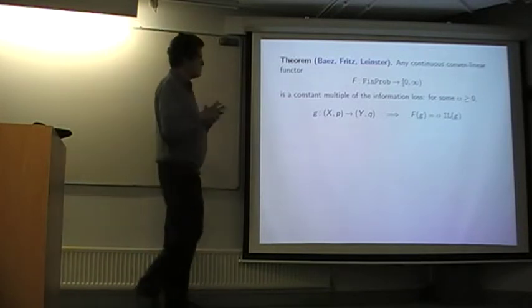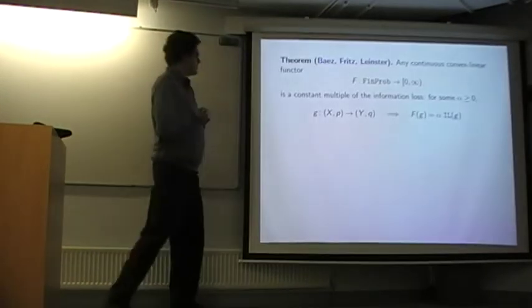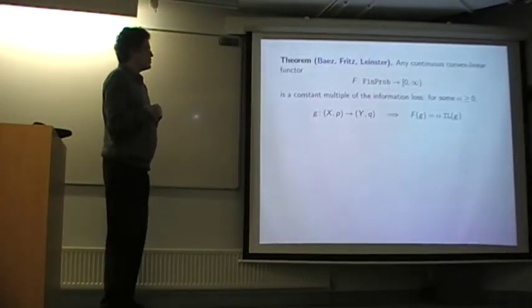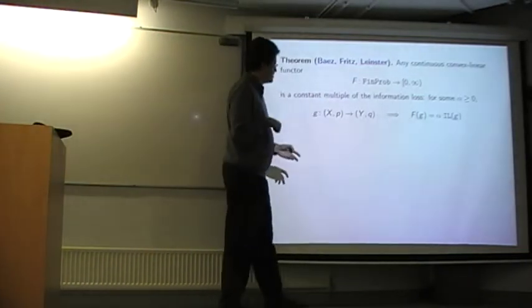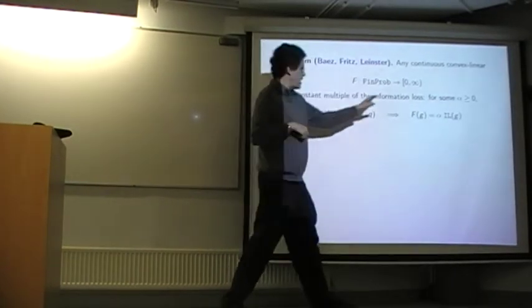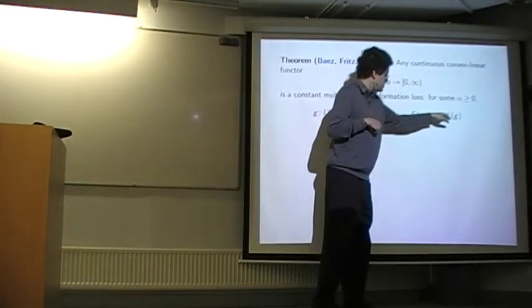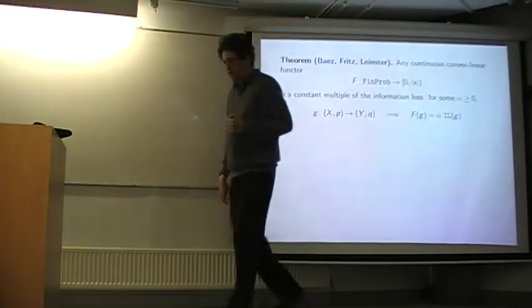Together with Tobias Fritz and Tom Leinster, I proved the theorem that any continuous convex linear functor from finite probability measure spaces to numbers from 0 to infinity is a multiple of the usual information loss. So in other words, there's some constant alpha such that if you give me any morphism over here, it gets mapped to alpha times the information loss, where this is defined using the formula for Shannon entropy.